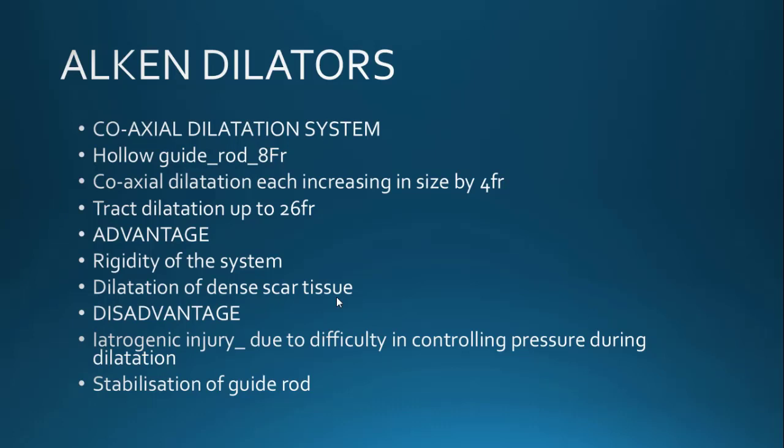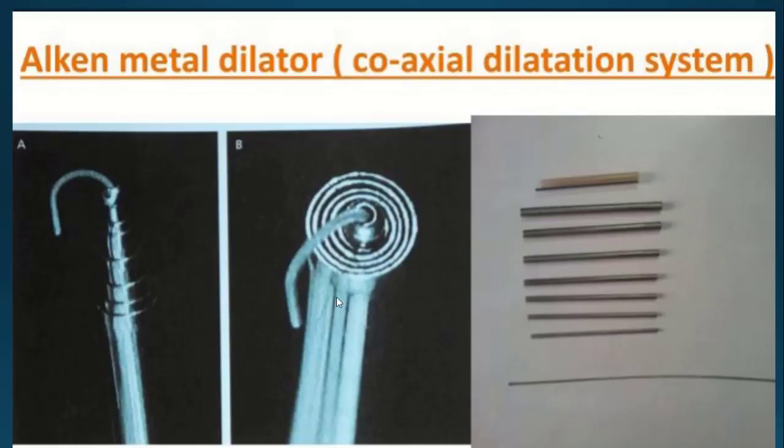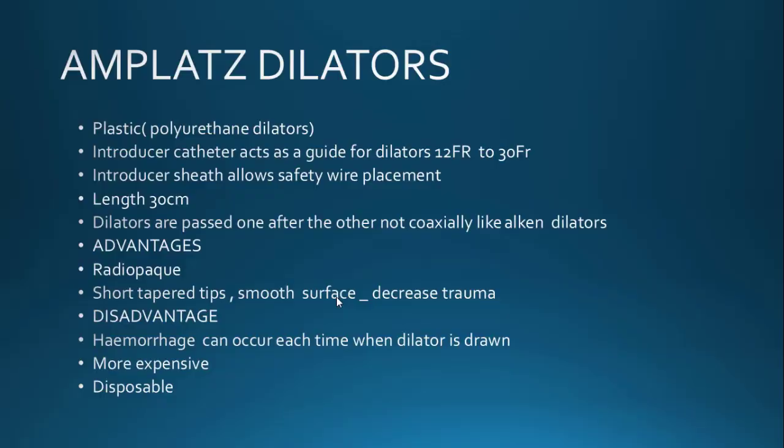Their disadvantages are they can cause iatrogenic injury due to difficulty in controlling pressure during the dilatation, and stabilization of the guide rod is difficult. These are the Alken metallic dilators. Second one is Amplatz dilators. These are plastic polyurethane dilators.